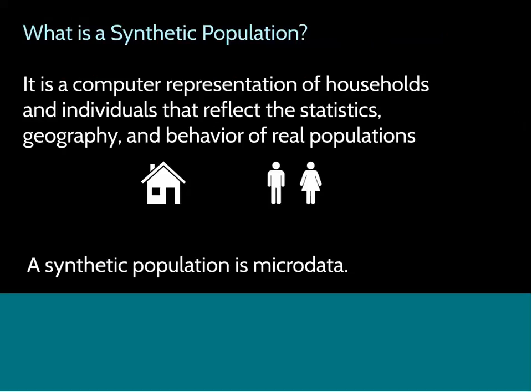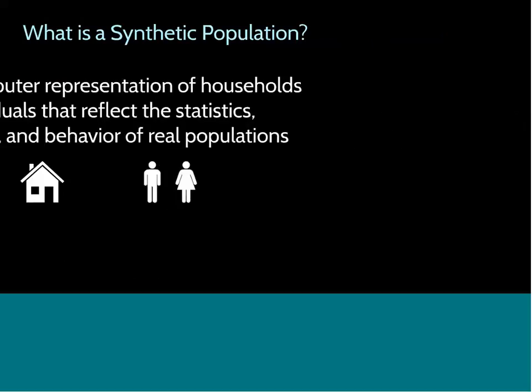So synthetic population is microdata, which means that we have a record for each of the entities in our data set. Normally with census data, we're dealing with aggregated data. So if you have a map of the U.S. by county or by census tract or by zip code, you're displaying aggregated data, counts or rates and that sort of thing by a geographic area. Here we have individual records, so that's why we call it microdata.